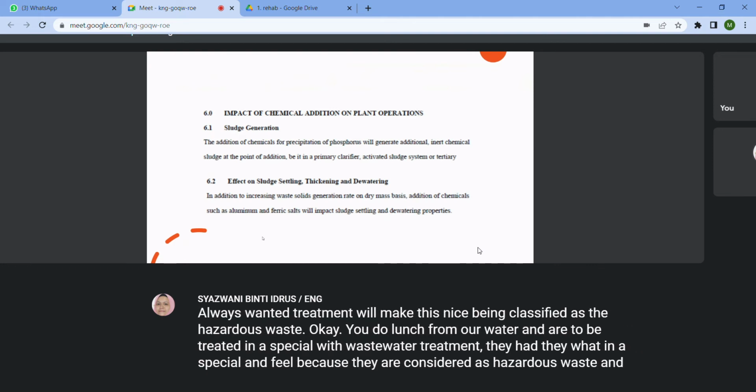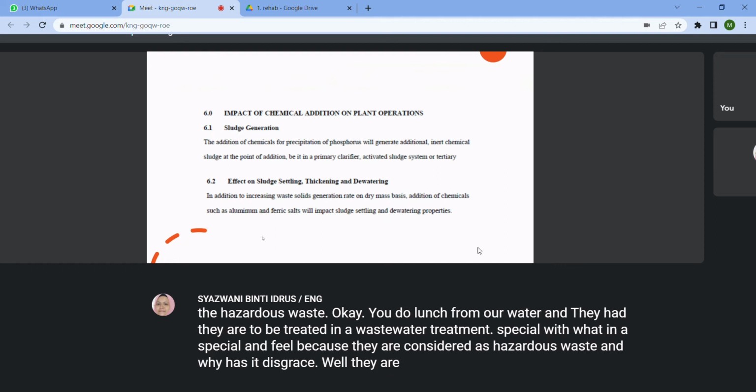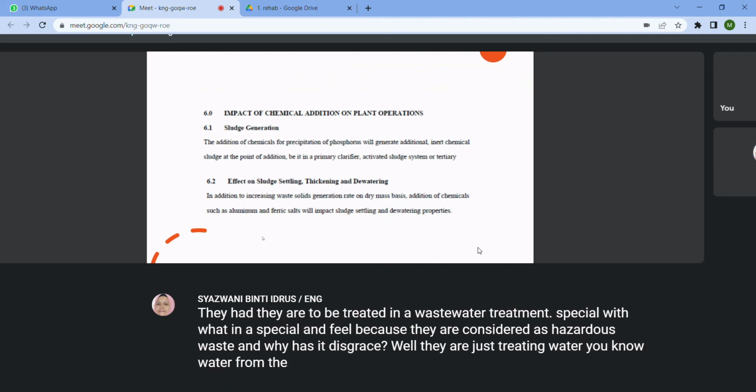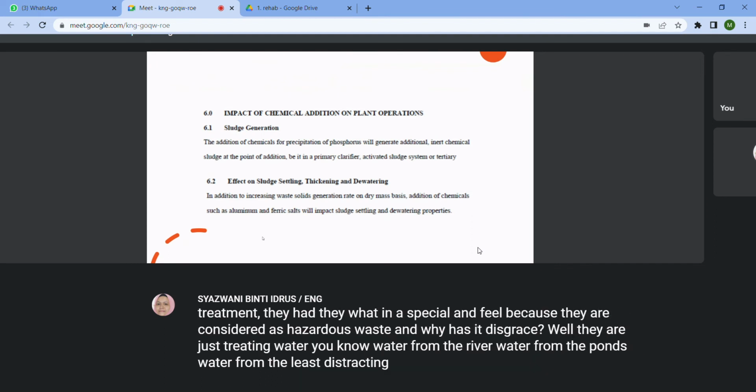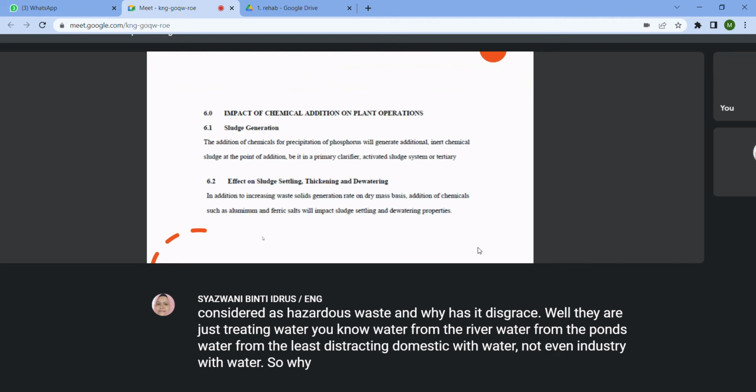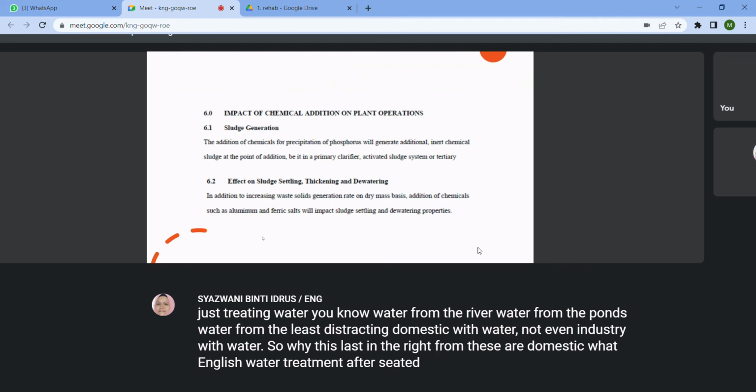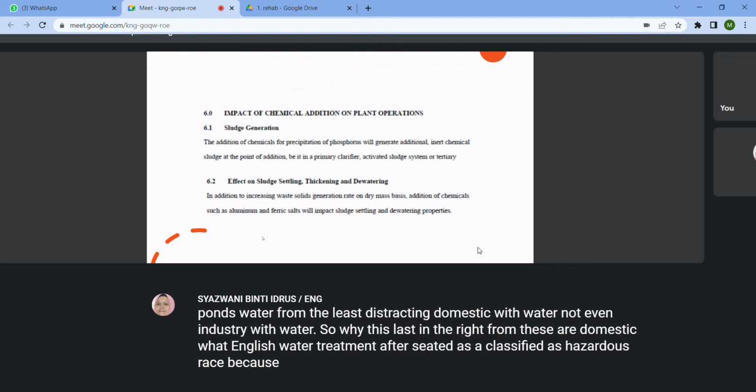Yeah, why hazardous waste? They are just treating water, water from the river, the ponds, the lakes, just treating domestic wastewater, not even industrial wastewater. So why is the sludge generated from domestic water and wastewater treatment classified as hazardous waste? Because of the addition of chemicals, including aluminium, PAC, and ferric chloride.